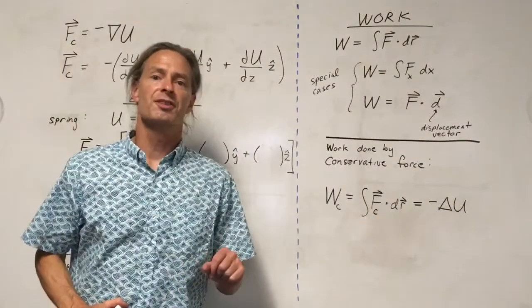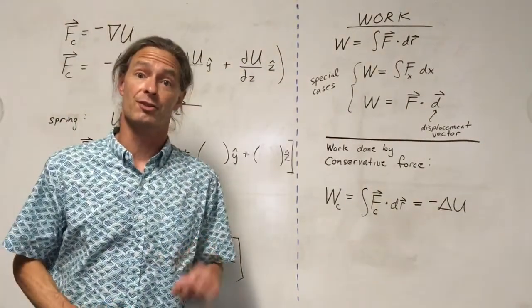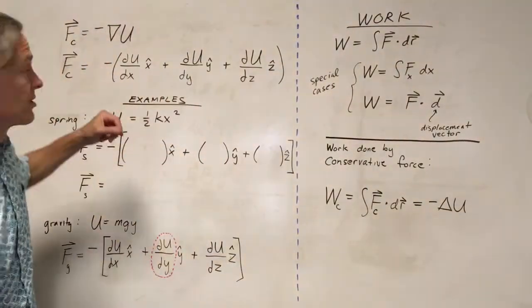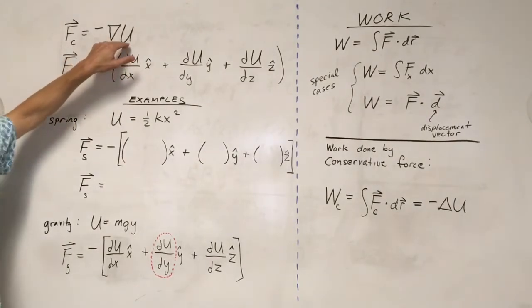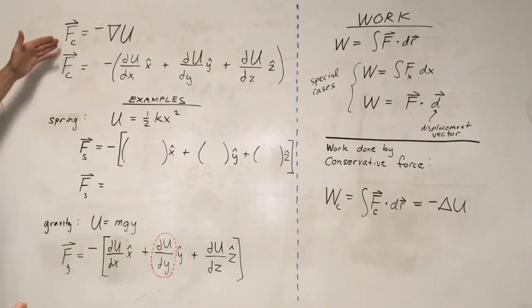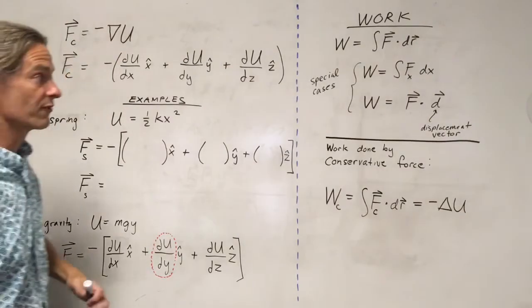In this video, I want to talk about the relationship between conservative forces and potential energy functions. In particular, what I want to get to is that if you have a potential energy function, you can find the associated conservative force by taking the negative of the gradient of that potential energy function.